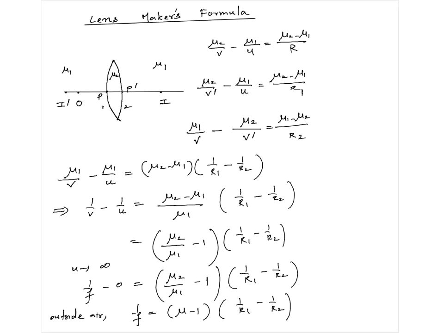So if your doctor tells you that you need this much focal length, and you take that prescription to some optician, then from this, that optician can calculate how that thing has to be made, how R1 and R2 can be chosen for some specific material. Now that's lens maker's formula.